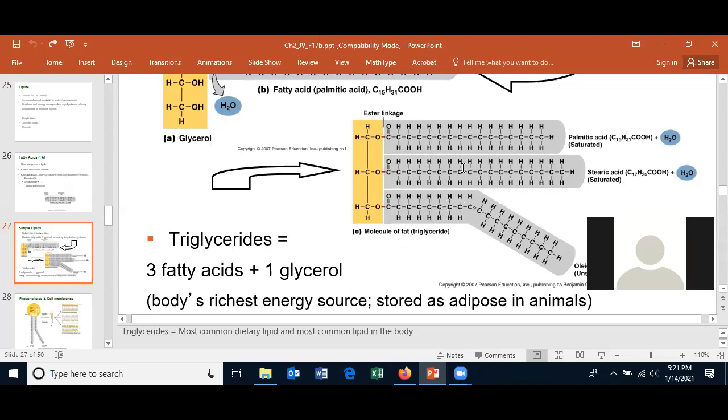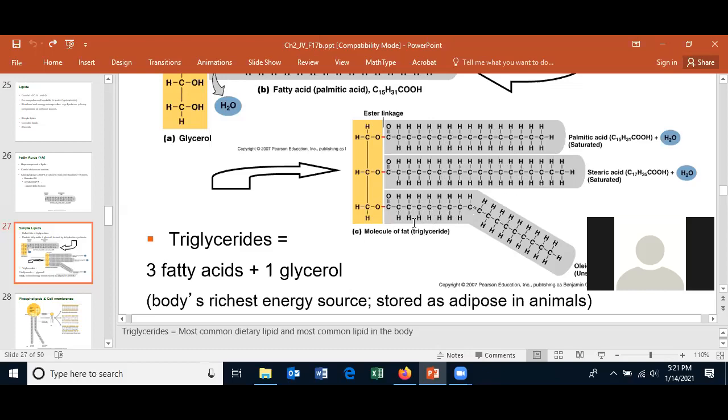Quick question. Do we need to learn these formulas for glyceride or triglycerides? You do not need to remember this formula, okay? You should know that it has three fatty acids and a glycerol, but that's all you need to know. You don't need to know how many carbons there are, etc.